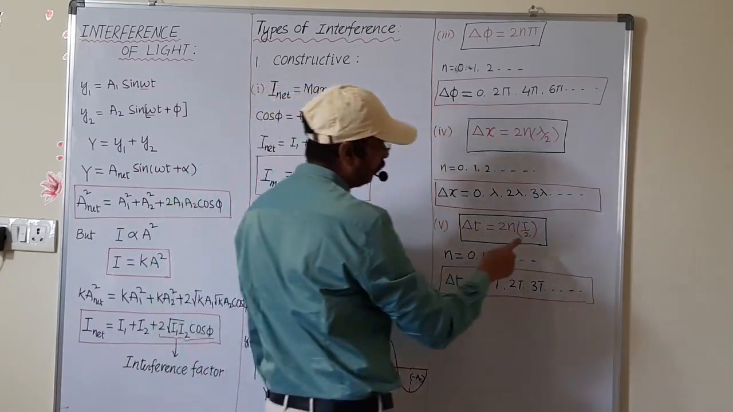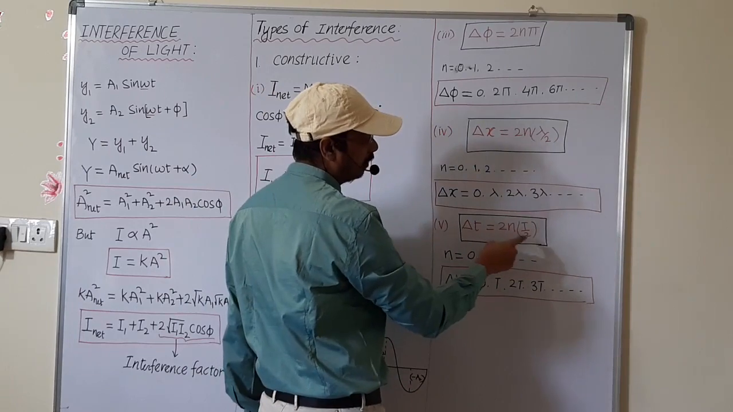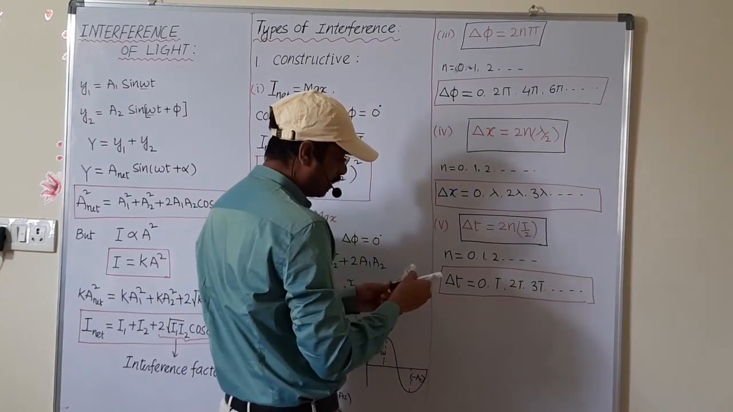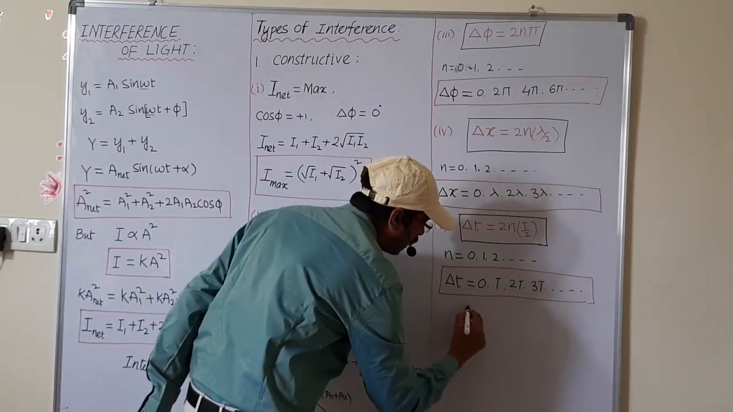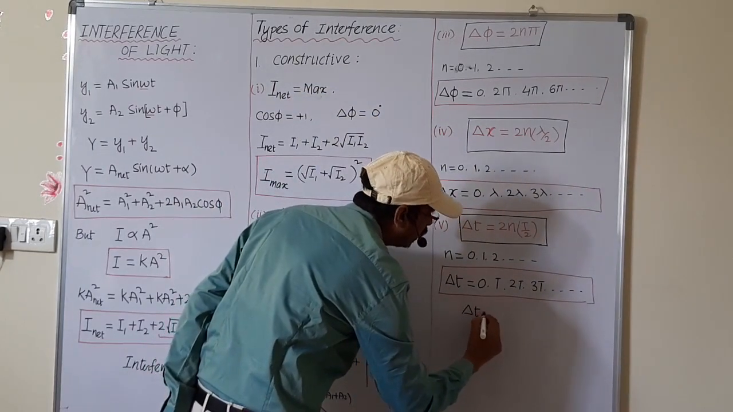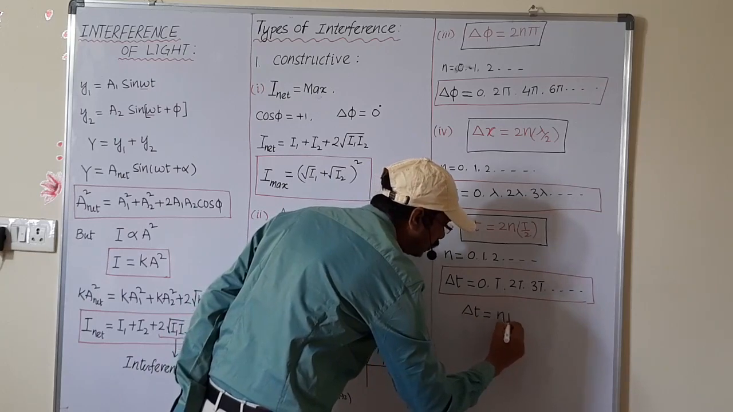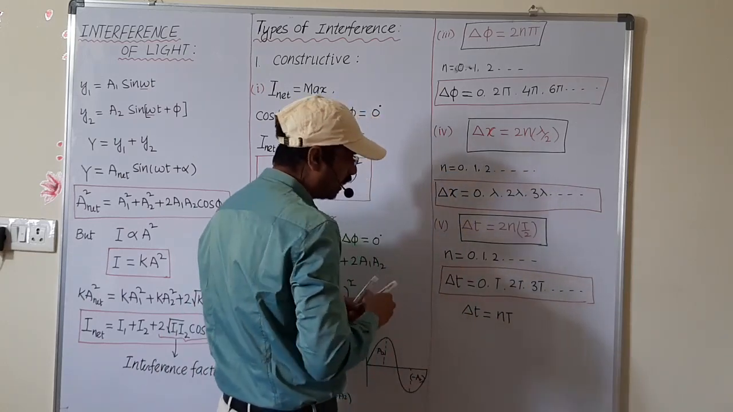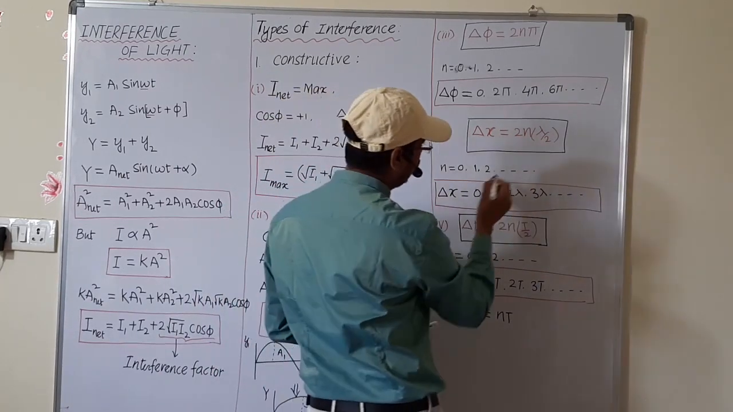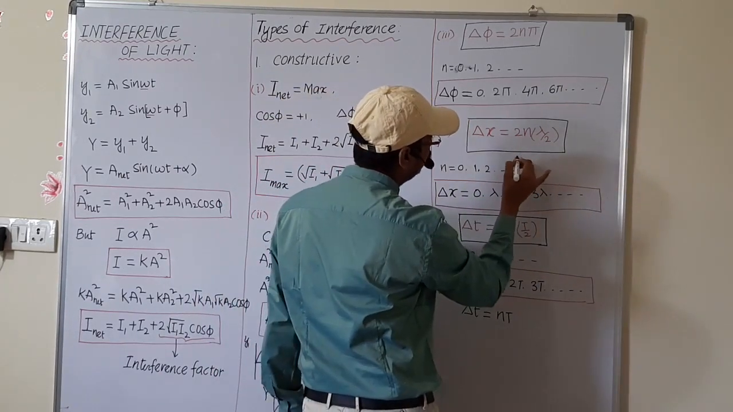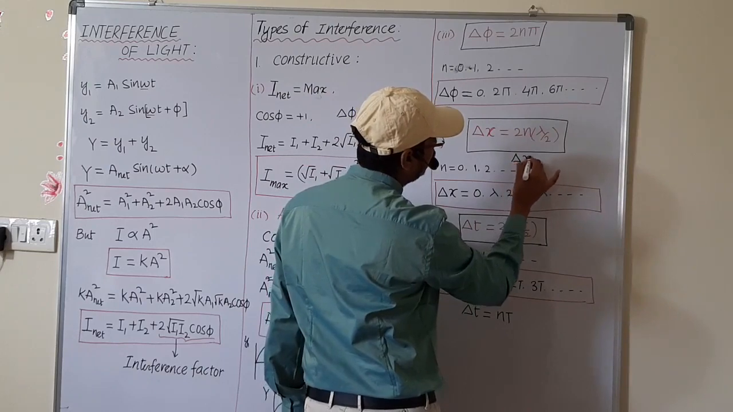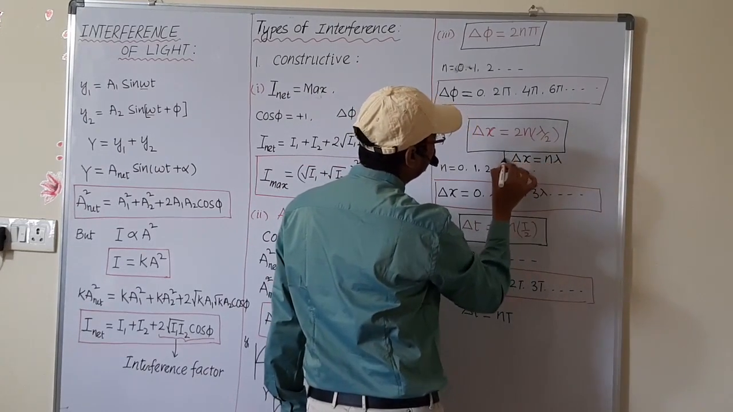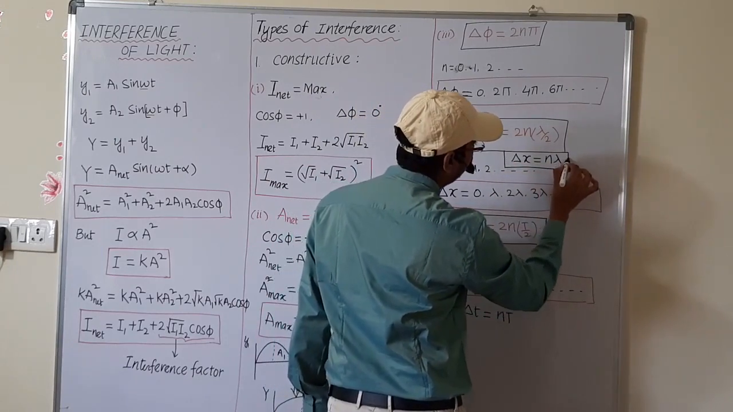If I take this value, we can substitute lambda by 2 and cancel. In the equation, finally we can write delta t is equal to n into T, where n is equal to 0, 1, 2. We can substitute it again and we will get delta x is equal to n lambda. This also we can find as the path difference.